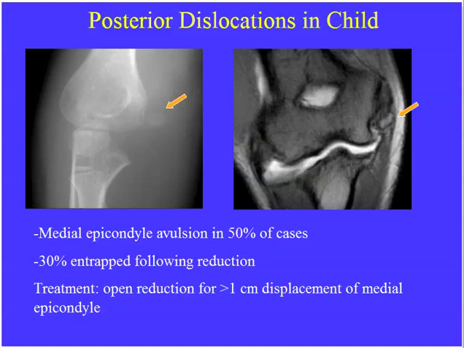And this is just a child that has sustained a posterior dislocation with avulsion of the medial epicondyle. These can become entrapped following reduction. We can see this on MR imaging or on plain film imaging. They may show you either one and expect you to know the relationship with the posterior dislocation.